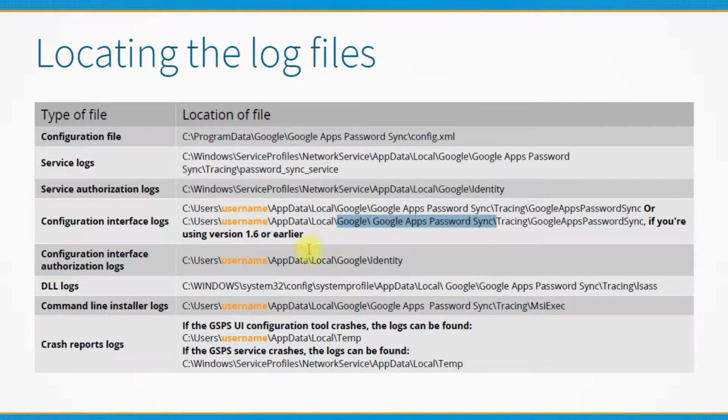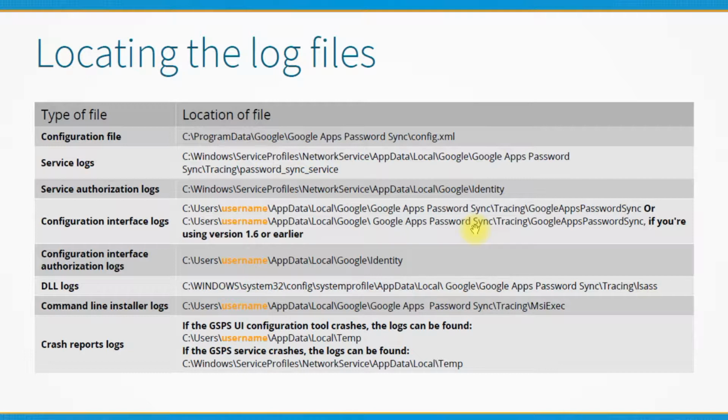So if you are using version 1.6 or earlier, you will have to watch out for this space. If you are using the new version, or if you just downloaded the latest version, then you should not worry about the space, and this is the path that you should use for that version. Basically these log files will show you the logs and the details for the configuration interface, and if you get an error, you will find it in that folder, in this log file.